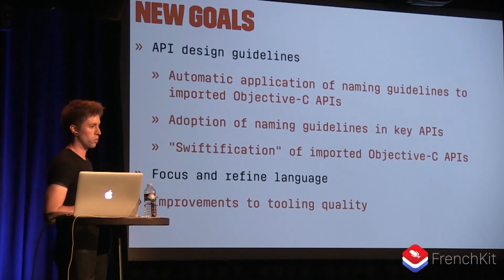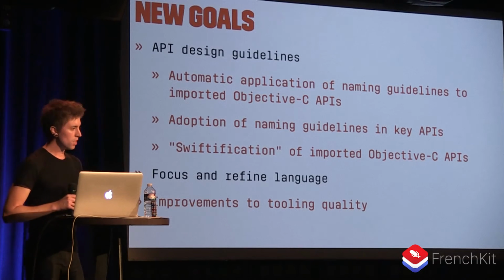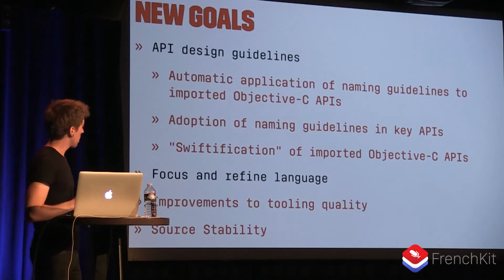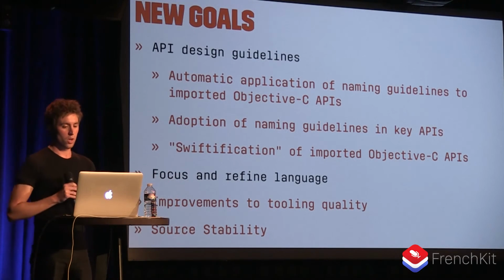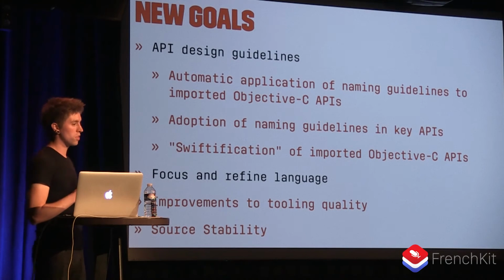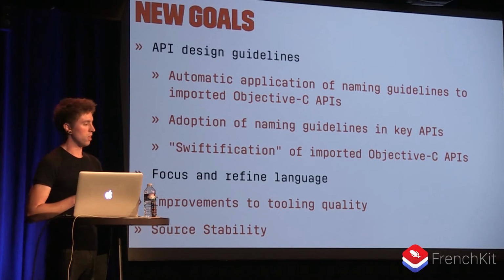A new goal was to improve the tooling quality, especially with Swift 1.0. The tooling was very immature and difficult to deal with. And finally, all of this wraps up into this idea of source stability. So we have this big migration for Swift 3, and there are many syntax changes and API changes. And the goal is to hopefully not have to do that too much more after Swift 3.